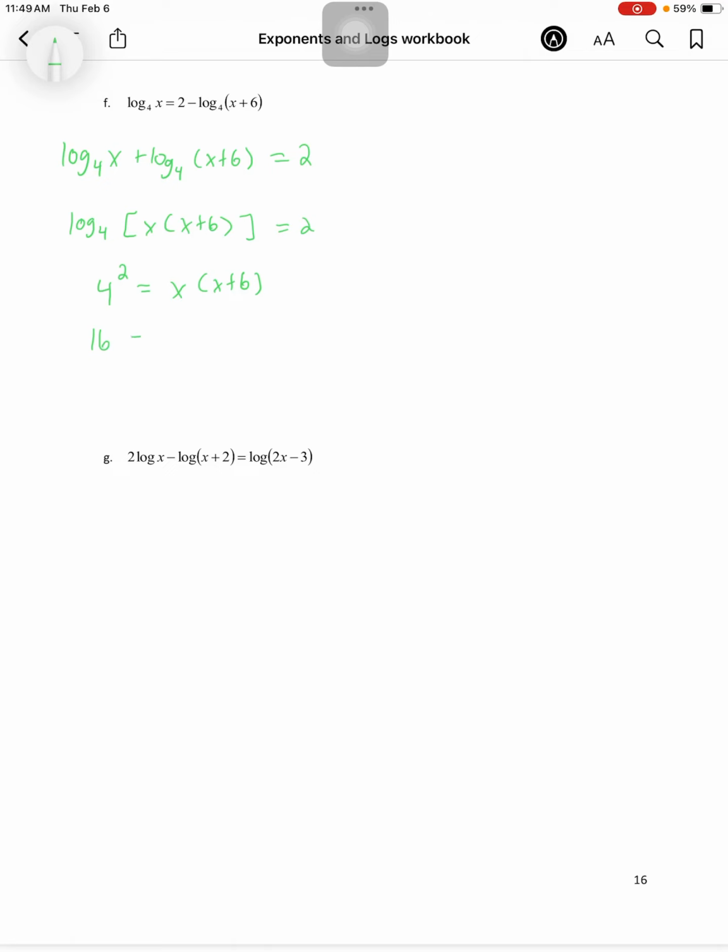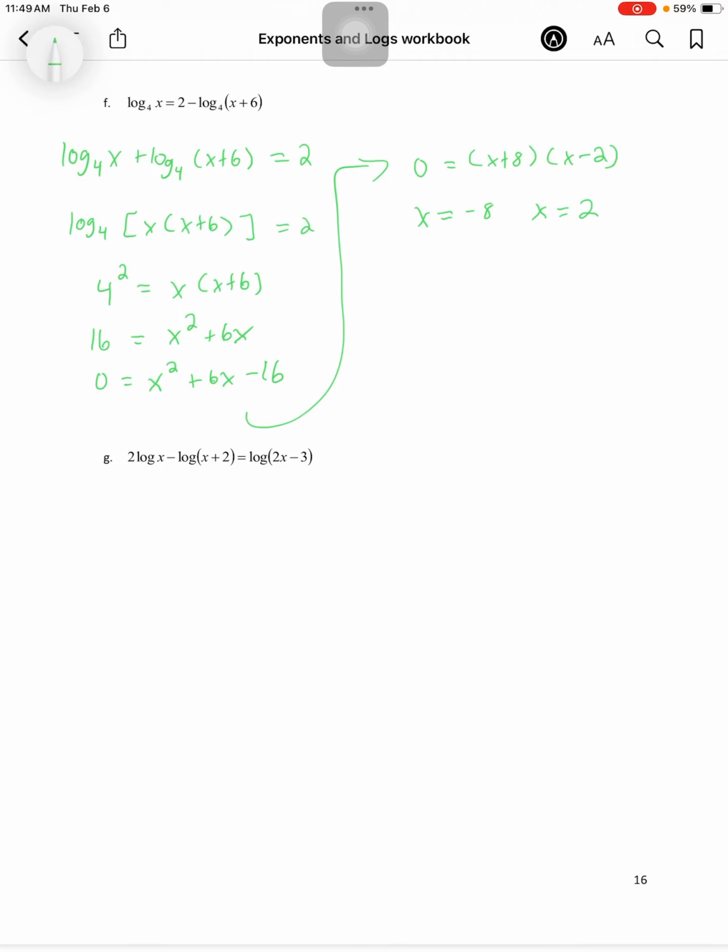So if we simplify everything out, this becomes 16. X squared plus 6x. We move the 16 over. 0 equals x squared plus 6x minus 16. And then if you factor this, it's going to be 0 equals x plus 8 and x minus 2, which leaves us with x equals negative 8 and x equals positive 2.